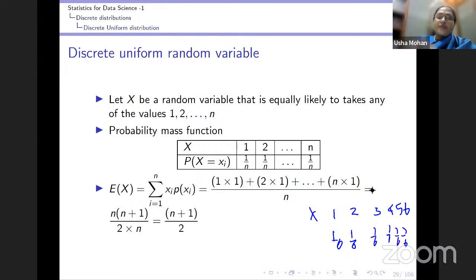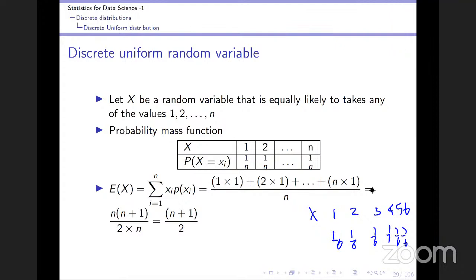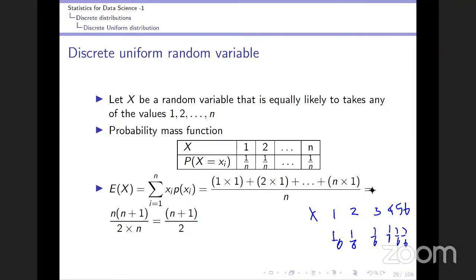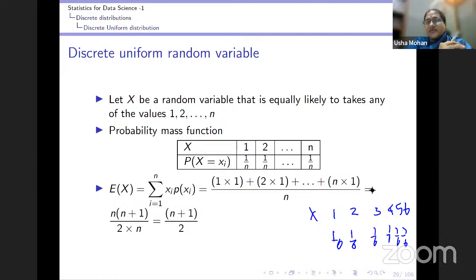Suppose I have 100 chits, with numbers 1 to 100 written on them, and I put them in a ball and ask you to randomly pick up one chit. What is the chance that you'll pick up a particular chit? 1 by 100. What is the chance that you'll pick up a chit which has 46 written on it? Also 1 by 100. 38? 1 by 100.